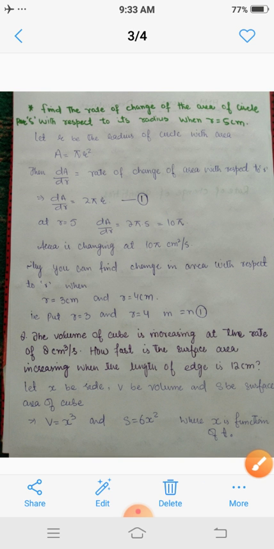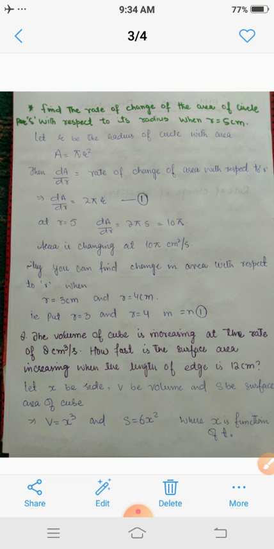Now let me consider an example. We have to find the rate of change of the area of a circle per second with respect to its radius when r is 5 centimeter. Let r be the radius of the circle with area A equals pi r square. Then dA by dr gives us the rate of change of area with respect to r. By differentiating this A, we simply get 2 pi r, because pi is constant and the differentiation of r square with respect to r is 2r, that is 2 pi r.